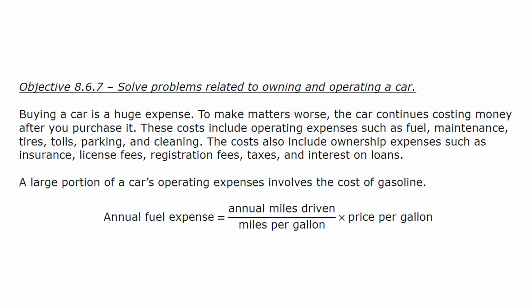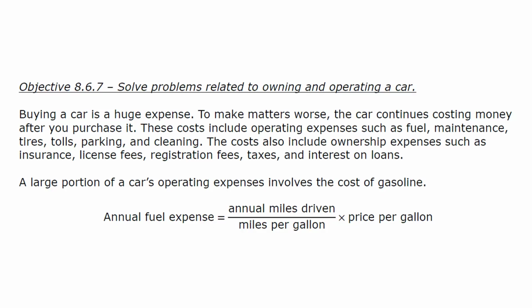Objective 7, solve problems related to owning and operating a car. So buying a car is a huge expense. To make matters worse, the car continues costing money after you purchase it. These costs include operating expenses such as fuel, maintenance, tires, tolls, parking, and cleaning. The costs also include ownership expenses such as insurance, license fees, registration fees, taxes, and interest on loans.